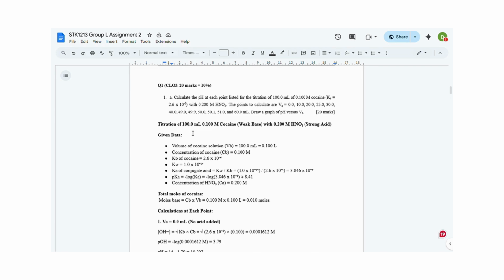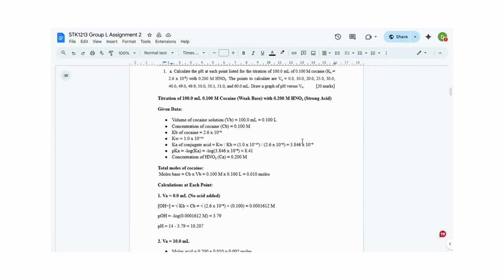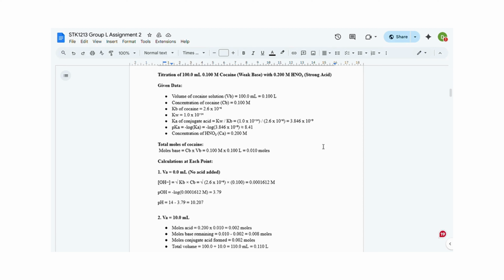So this is a titration of 100 milliliter of 0.1 mol cocaine, which is a weak base, with 0.2 mol nitric acid, which is a strong acid. So the data given to us, we have volume of cocaine, which is 0.1 liter, concentration of cocaine 0.1 mol, and then we have the base dissociation constant 2.6 times 10 to the power of -6.